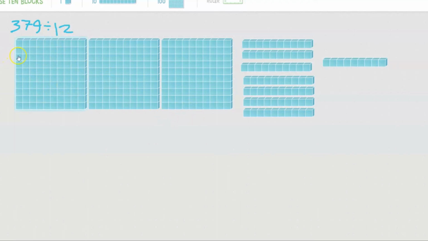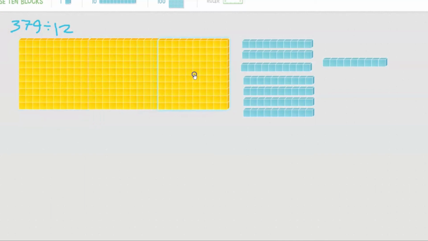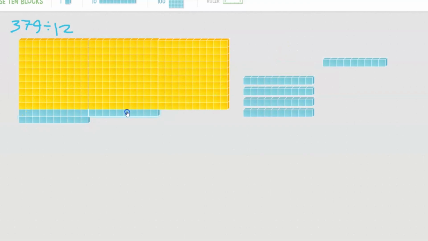In order to do this, I'm going to recolor my hundreds so I don't lose those, and if I have to exchange them, that's fine. I'm going to group those together. Now, I don't have a side length of 12. I have a side length of 10. So how could I make a side length of 12? Oh, I know. I can just add 2 of these on here. Now I have a side length of 12. Let me continue doing that until I make an array.